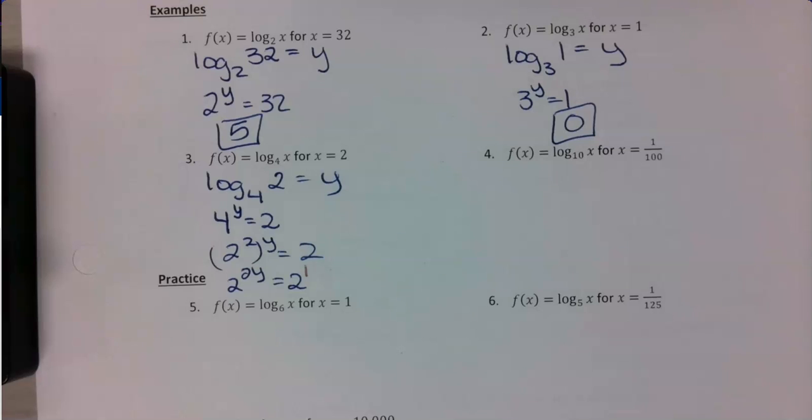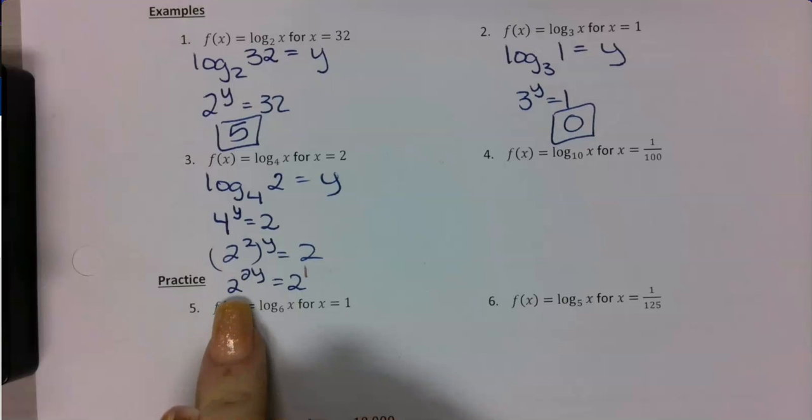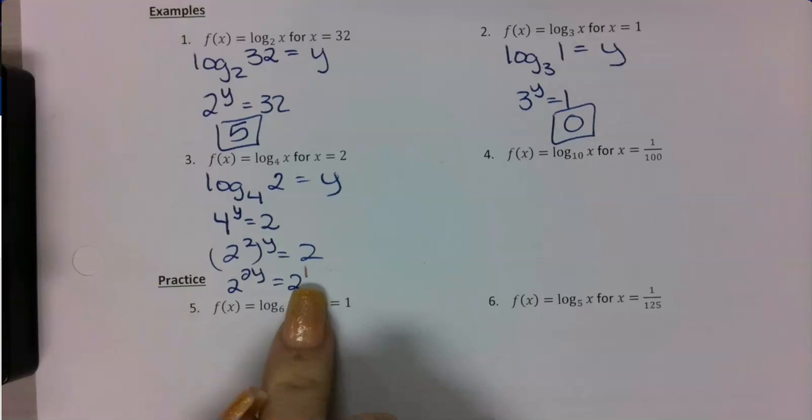Where did you get confused at? 4 is 2 squared, right? So I just replaced that. And then I distributed my exponent, and then I wrote the exponent 1 on the other side, which didn't have one.